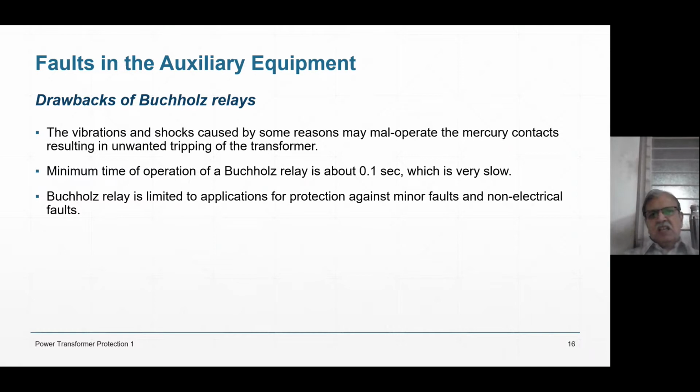But otherwise, for non-electrical faults, the Buchholz relay is a must, where we are not concerned about time. 0.1 second is not a worry for us. We can wait for minutes together. Certain times we can wait for hours together. Certain faults are so minor that you can wait for hours together before rectifying the fault. So that is not a big problem. But yet these are the drawbacks.